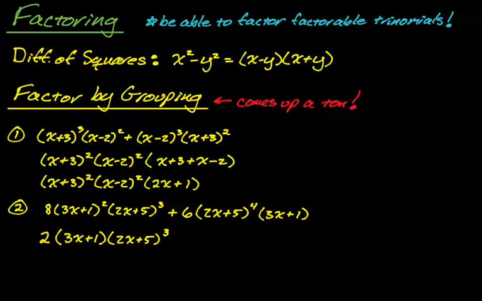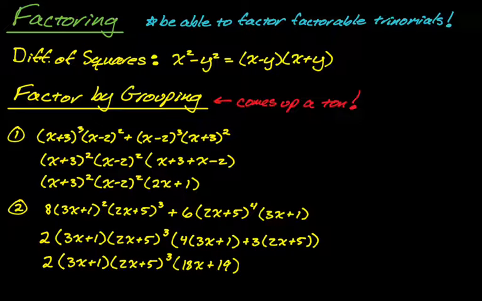Now we just look at what's left. So from the first term, we're left with 4 quantity (3x plus 1). From the second term, we are left with 3 quantity (2x plus 5). And then we just simplify this. There's really nothing to do with the first 3 things, but then that last set of parentheses, we can simplify into, I believe, 18x plus 19. So we get that.